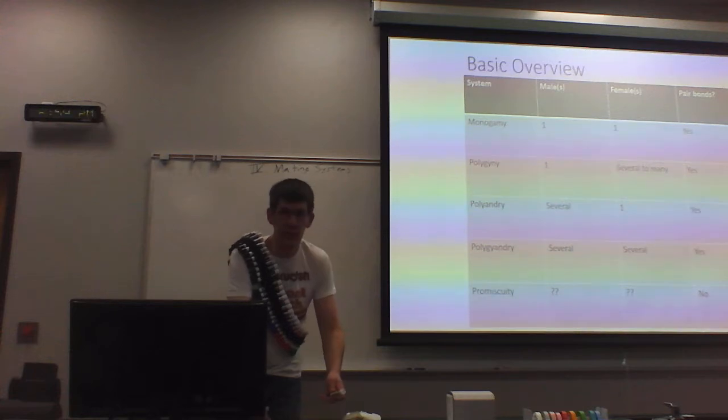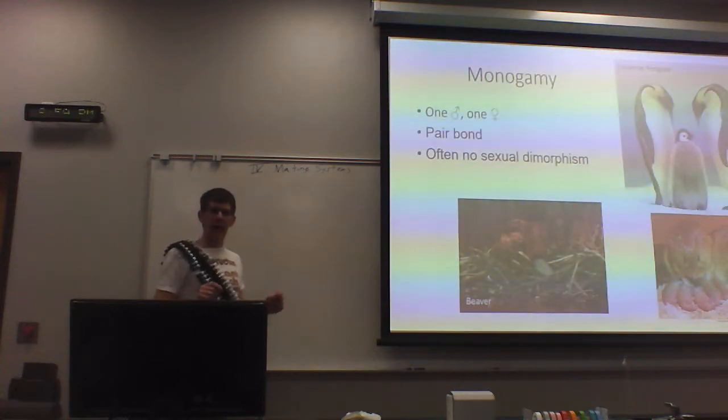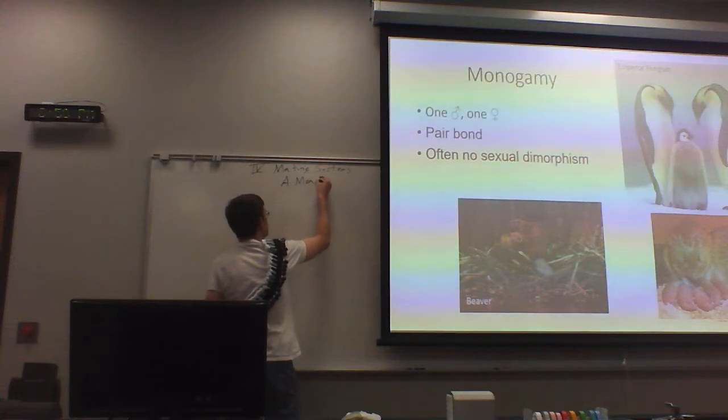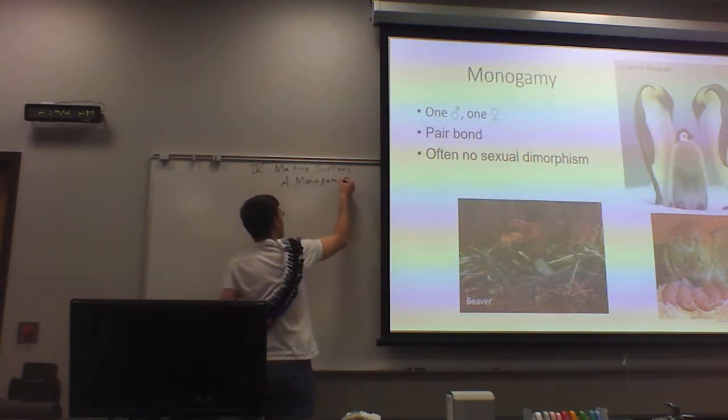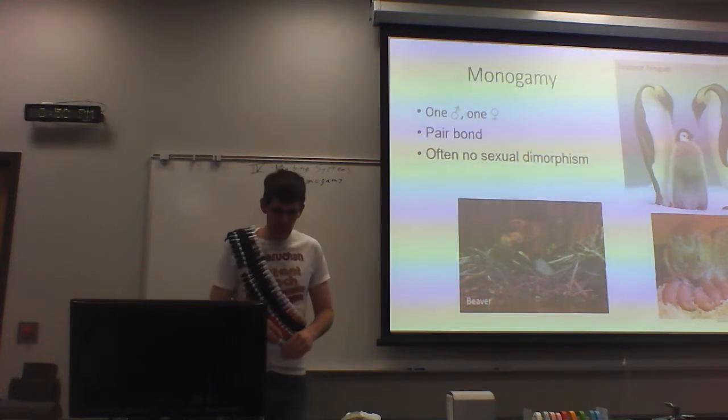All right. Mating system. Memorize this chart. Monogamy, polygamy, polyandry, polygyandry, promiscuity. First off, monogamy. Monogamy is two adult organisms, one male, one female, and they form a pair bond.